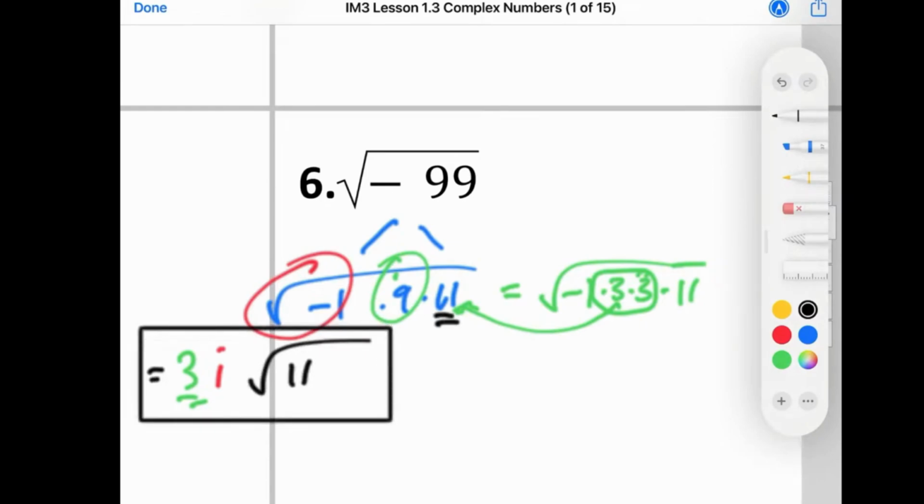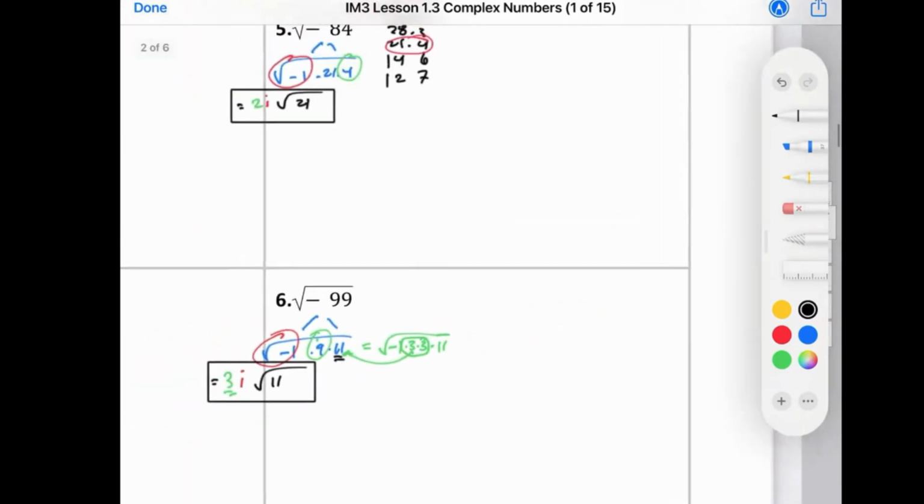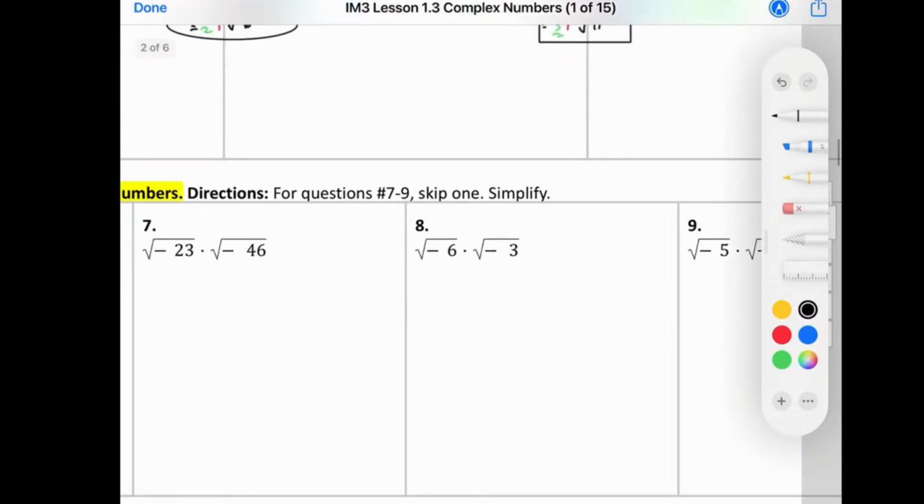Again, you might ask, where did the negative go? Because we know that pirates say i equals the square root of negative 1.